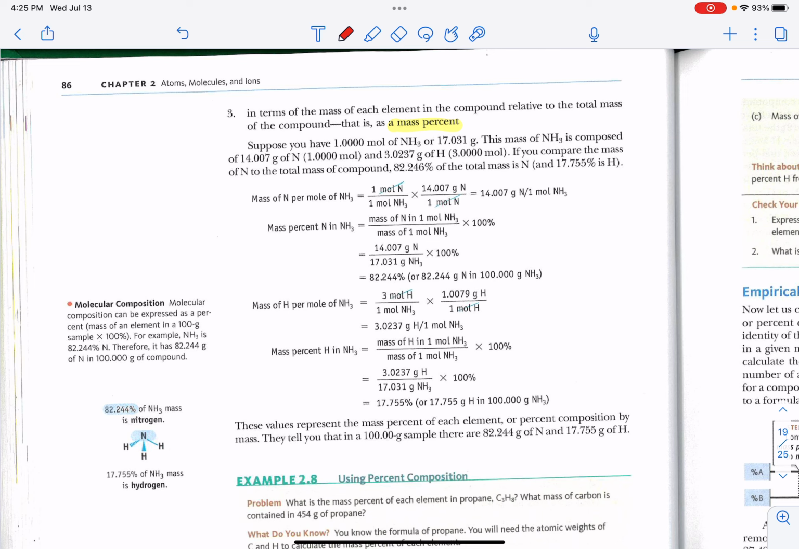In this particular case, you can see that they're trying to find the percentage of each element, the percent composition, given the formula. And notice, of course, you're dividing by the mass of the entire molecule in each case in order to find your percentage of nitrogen and your percentage of hydrogen. It's always the amount you're interested in divided by the total possible in terms of mass.